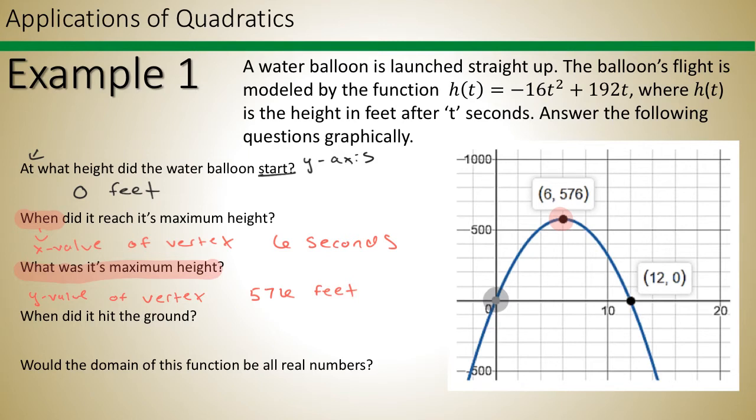Next question, when did it hit the ground? Whenever I'm looking for when something hits the ground, I want to know when the height is 0. If my height is 0, then I am on the x-axis. So right here, this is when we are on the x-axis. So we're going to say after 12 seconds, we are hitting the ground.